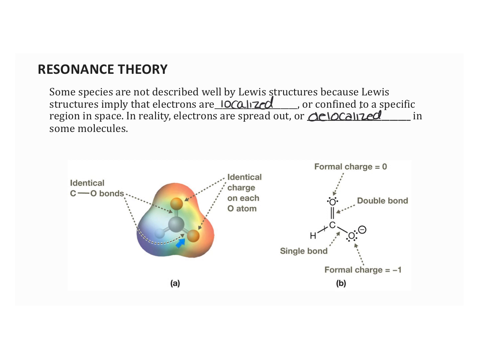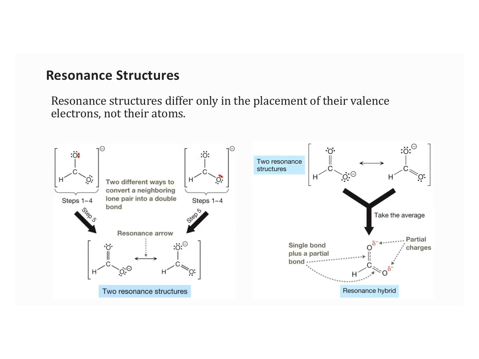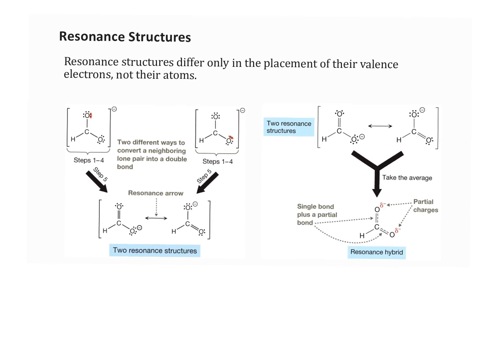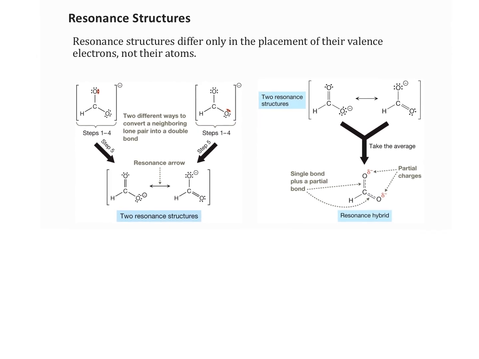Okay, these are identical CO bonds, and that indicates that those electrons are spread out. So this structure would have a resonance structure. And we come over here and we look at resonance structures. Resonance structures differ only in the placement of their valence electrons, not their atoms. And so resonance occurs when there are two or more valid Lewis structures. We can see these are two valid Lewis structures here.